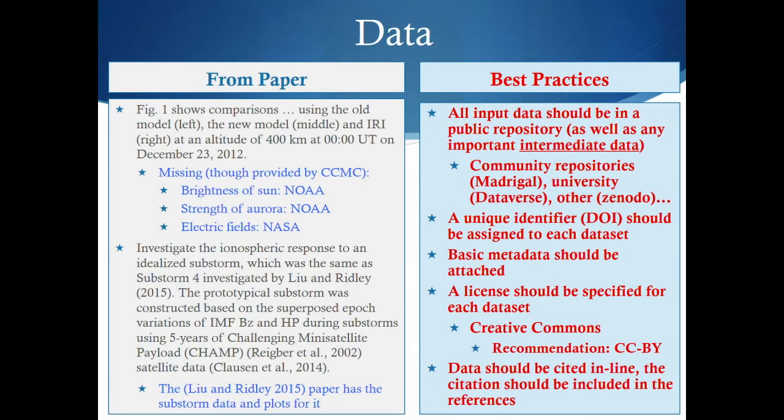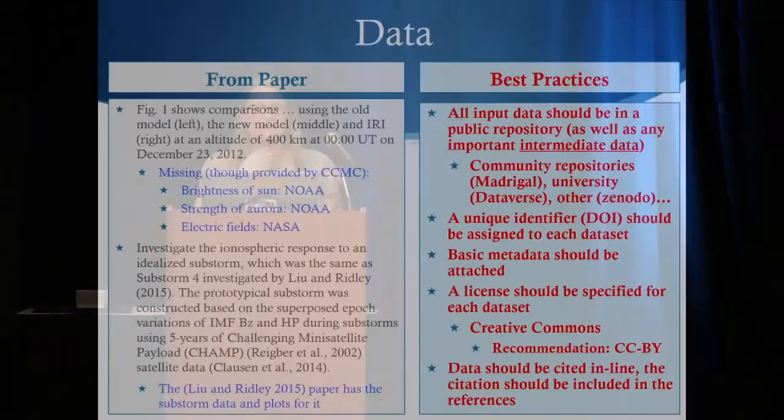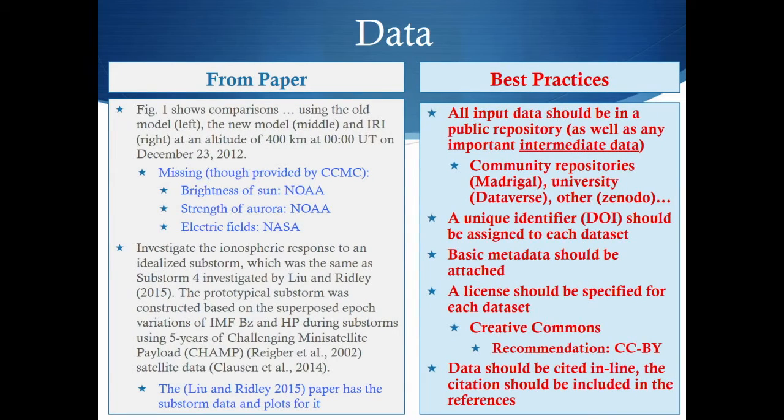The paper goes on to talk about a simulated substorm, and there's a separate paper that has the substorm data and plots, but the data itself is not cited. It's the other paper that is cited. So best practices would say that that other paper plus this paper should all cite this data set, and anyone else who's using that same data set should cite that particular substorm, and all the data should be together somewhere. So to run over the best practices, all the input data should be in a public repository, and any important intermediate data.